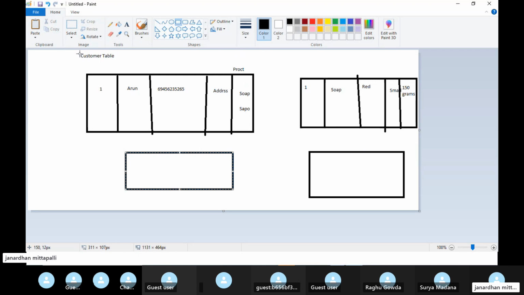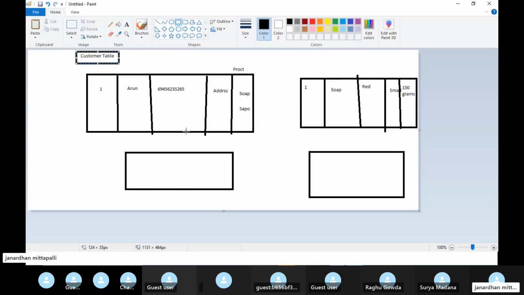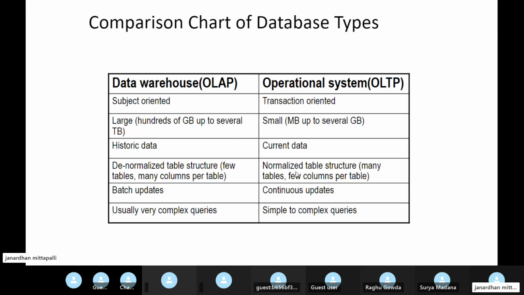So the specific information should be in its own table. We should not add all information into a single table. If we add, what will happen? Data redundancy. Redundancy means duplication. So I hope you understand the difference between denormalized and normalized. What does normalized show? Many tables, few columns per table. For each category or sector, we should have a table, and the table should have its own fields. It doesn't have more. So that is the difference, and this is how you need to understand it.